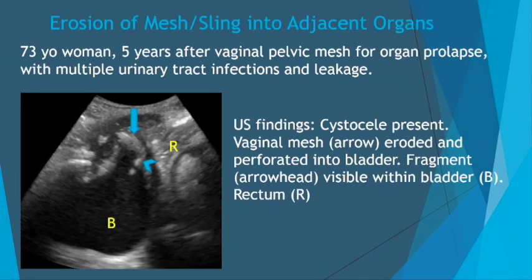So this is a 73-year-old woman who 5 years prior had had surgery and now comes back with multiple urinary tract infections. On her exam, it's clear she's got an abnormal bladder because she has a large cystocele. But she also has something else. Here is this echogenic material extending into the bladder, and this, unfortunately, is a fragment of her previous mesh, which had been placed, and so this is also probably the reason for her symptoms. So note that this is the most common complication one sees in the postoperative area.